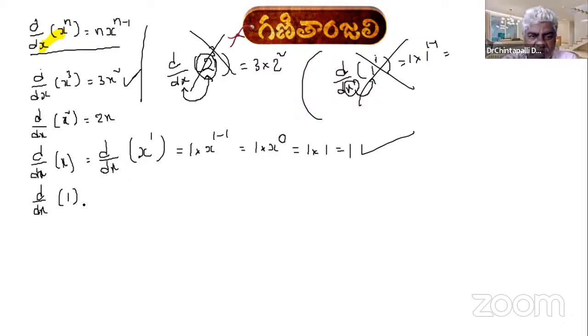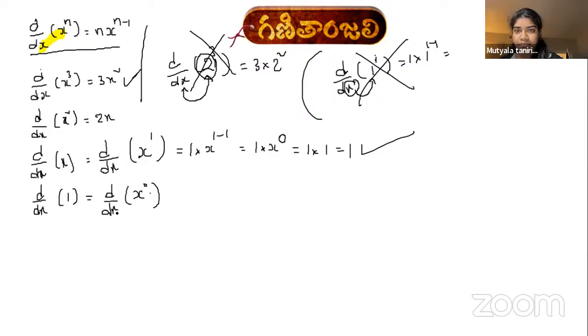So, how to find the derivative of 1? See, first of all, we should convert that constant into the powers of x. So, 1 is nothing but x power 0. Yes, x and x are same. So, we can use this formula.